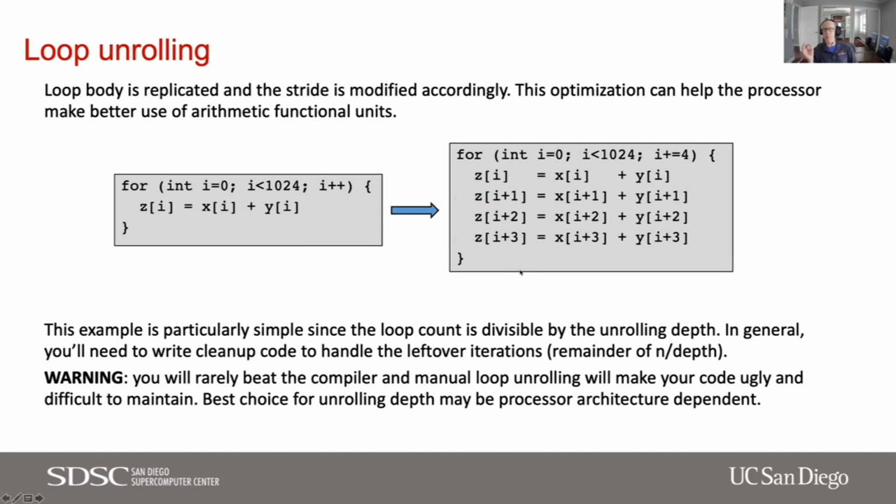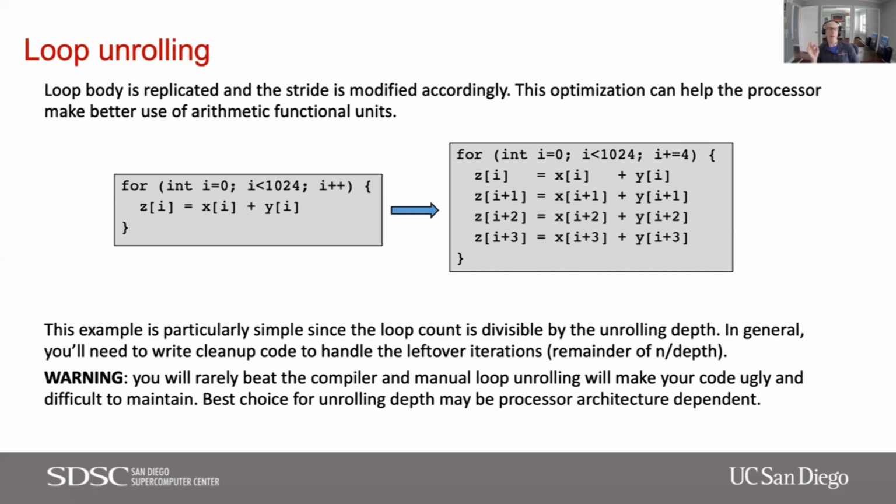There's a technique called loop unrolling, and it's very powerful, where you take the body of the loop and you replicate it, and then you modify the stride. This optimization can help the processor make much better use of what they call the arithmetic units, the pieces of hardware that do the additions and subtractions, divisions and square roots. Essentially, you're making the loop more complex, which may seem like a bad thing, but it gives the compiler a lot more instructions to work with so that it can reorder them and get better performance.